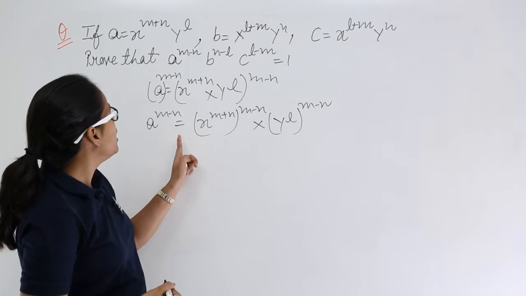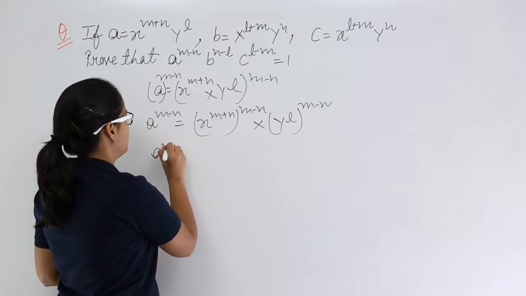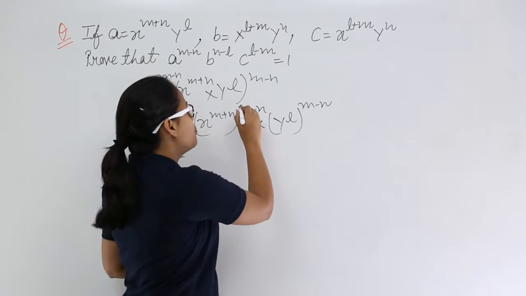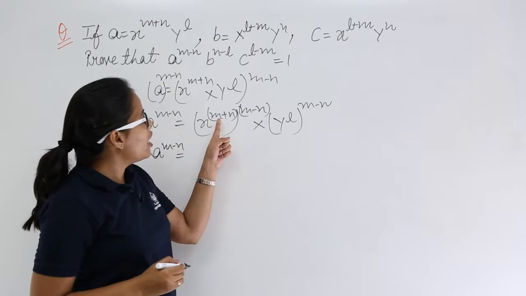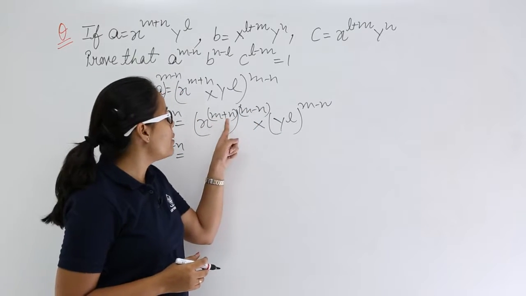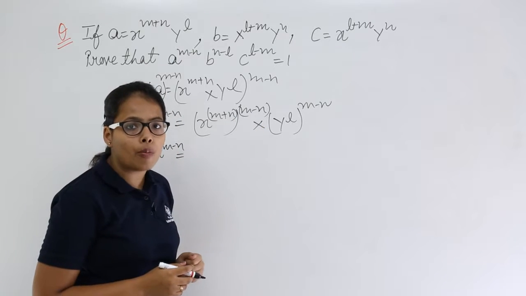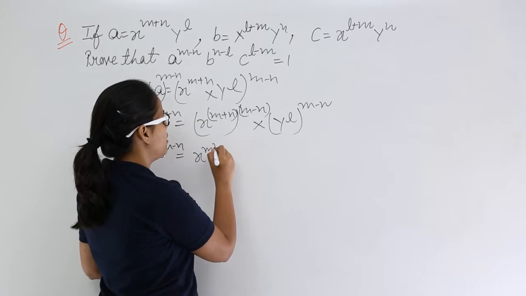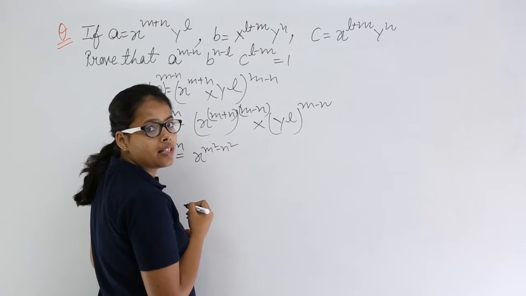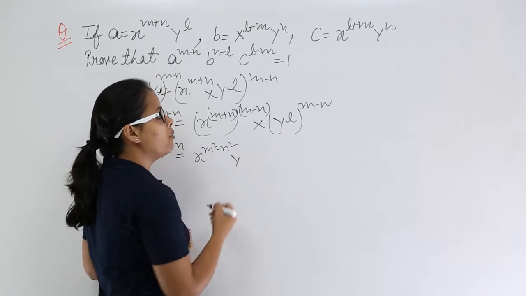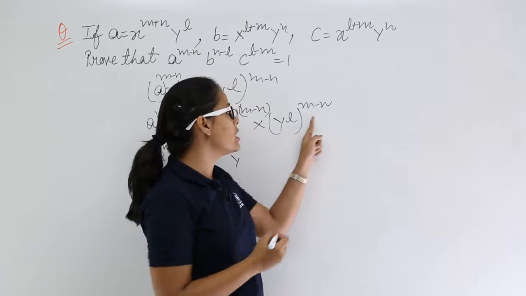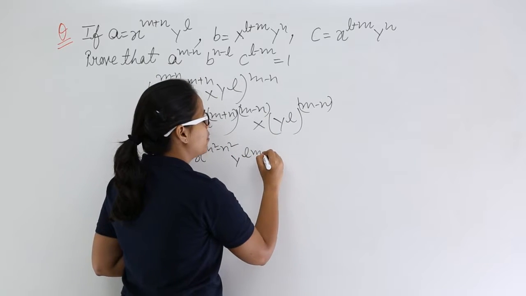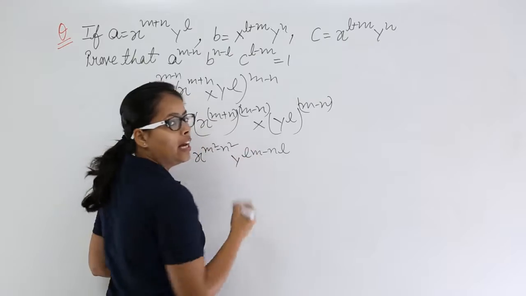Now what will you do? Let's solve it further. You know that these two powers will get multiplied. And now observe this form first. This is a plus b and a minus b, which is the formula for a square minus b square. So you can directly write it as m square minus n square. And the power on y is l. When you multiply this l with m minus n, this will be ln minus nl.